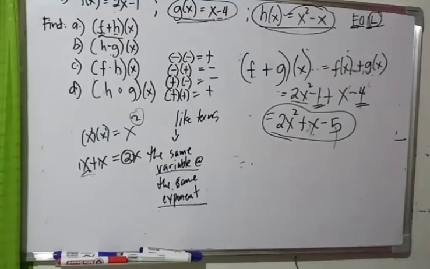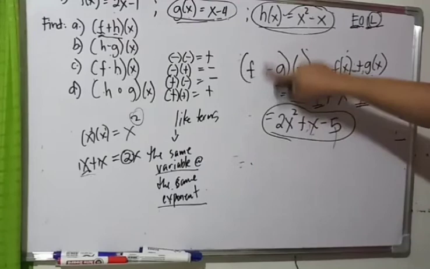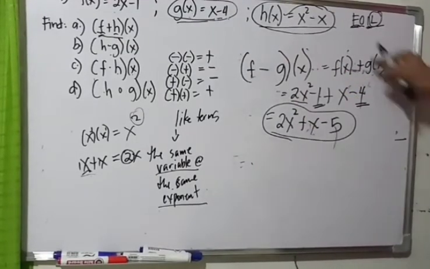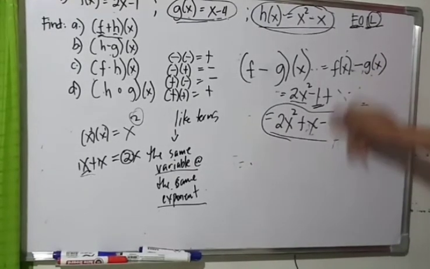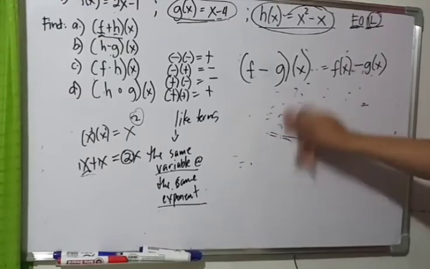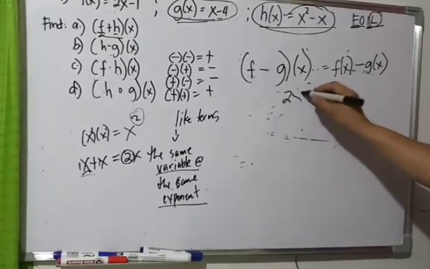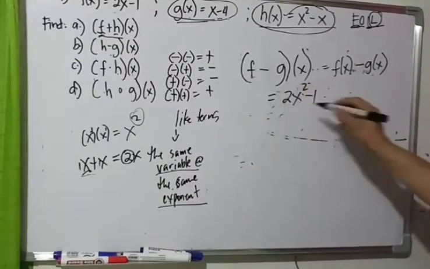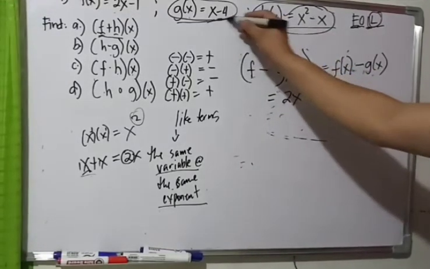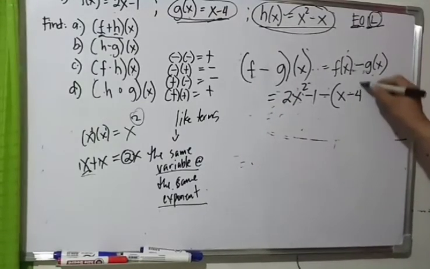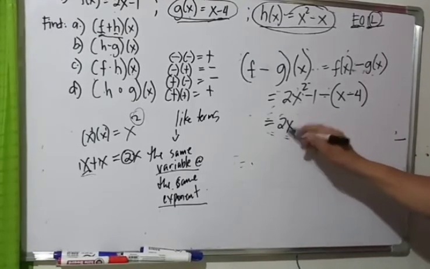How about another one? F minus g. So this is f minus g times x. Let's try it, we change the sign. So that is f of x, again 2x squared minus 1, subtract, because this is the sign, the value of g of x, that is x minus 4. So equals, let's copy the first one, 2x squared minus 1.